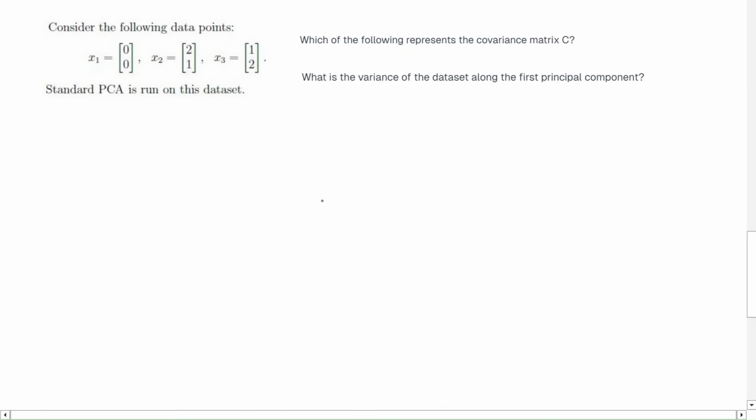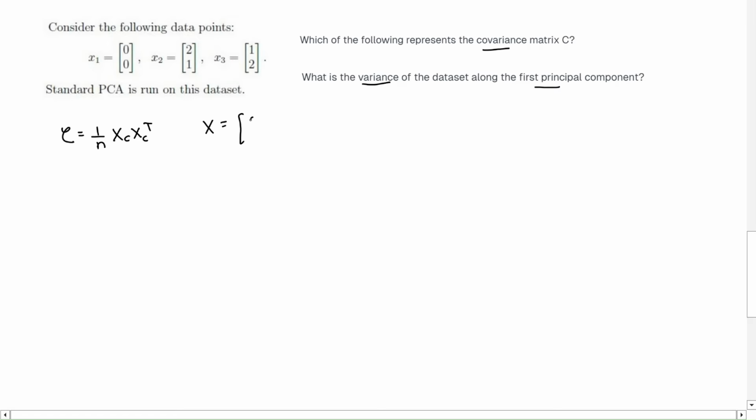Okay, so here we have 3 data points, x1, x2, x3, and we need to run standard PCA. The first question says, what is the covariance matrix? And the second question asks for the variance along the first principal component. So to find the covariance matrix, it is nothing but 1 by n times Xc Xc transpose, where Xc is the centered matrix.